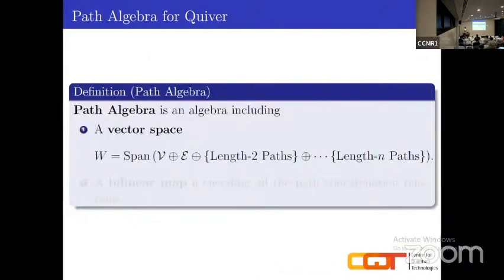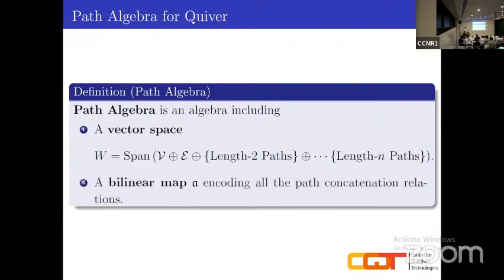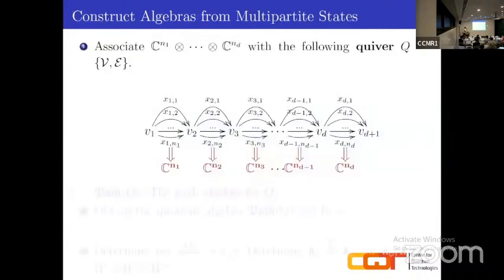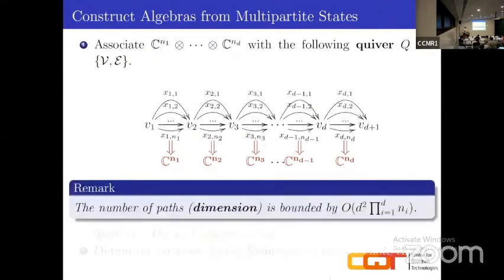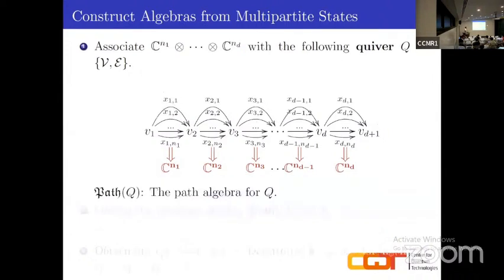If we formalize the path algebra in the definition of an algebra, it will contain a vector space spanned by all the paths in this quiver, and the bilinear map will be all the concatenation relations. Now we can associate any tensor product of vector spaces with the following tensor. Here each interval will represent a supporting vector space, and there are d intervals. You can see the number of paths, which is the dimension of this path algebra, is bounded by this number. We call the path algebra for this quiver Path Q.